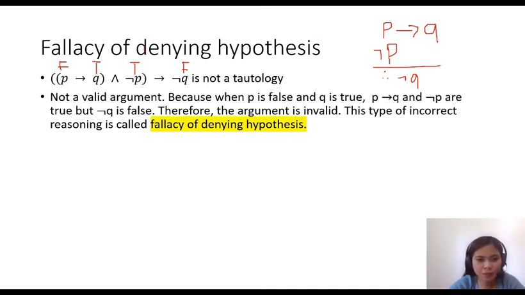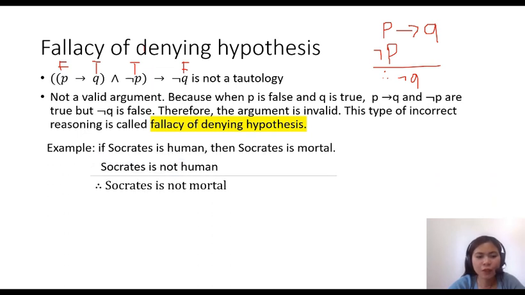Okay. So let's have an example. So if Socrates is human, then Socrates is, how do you pronounce this? Is this Socrates? Yeah, I think it's Socrates, no? So if Socrates is human, then Socrates is mortal. So that seems valid. That's a valid statement. Kasi if tao si Socrates, and then mortal siya. Tama. Now, going to the second premise. Socrates is not human. Therefore, Socrates is not mortal.